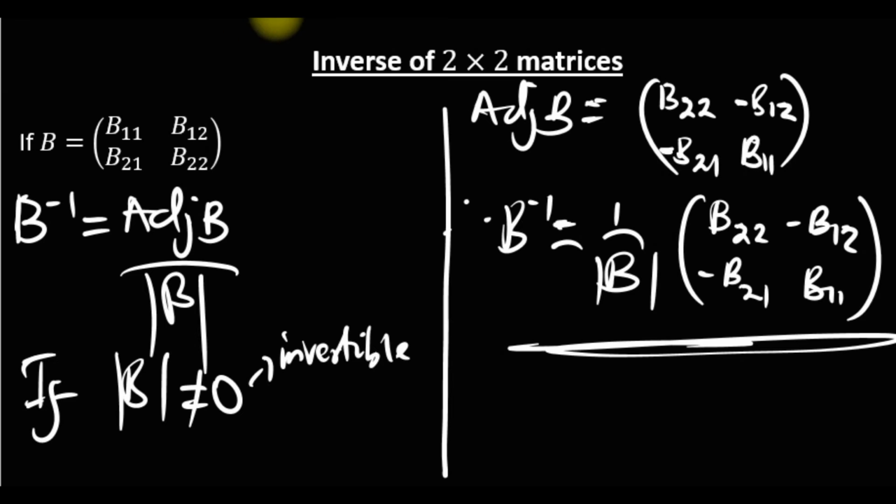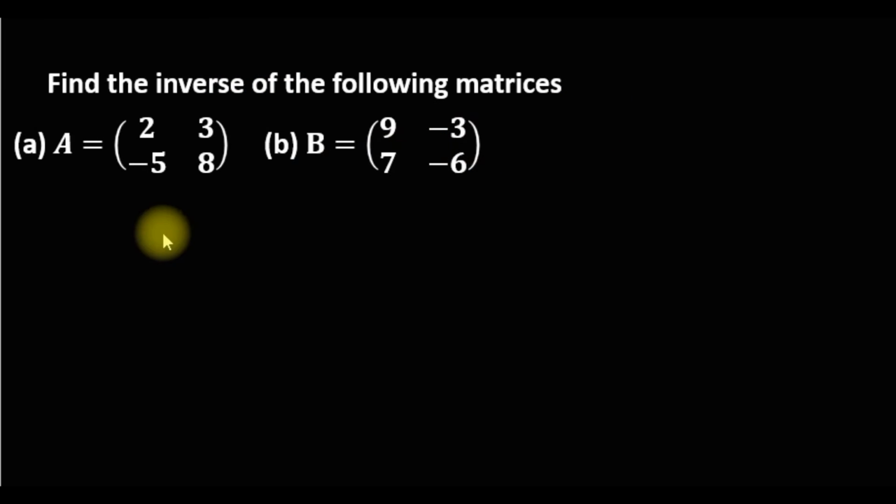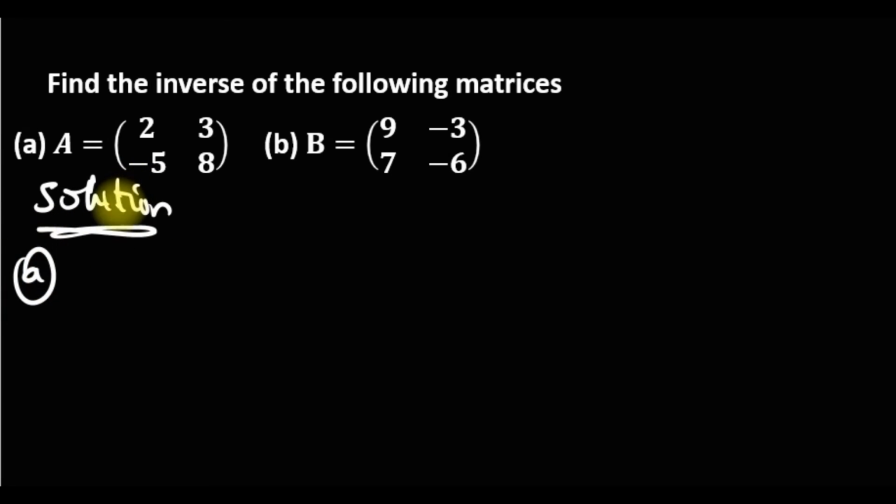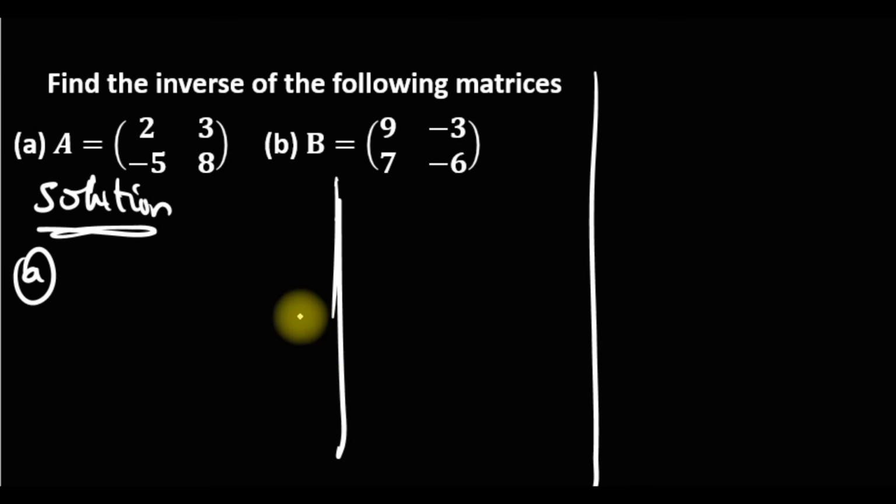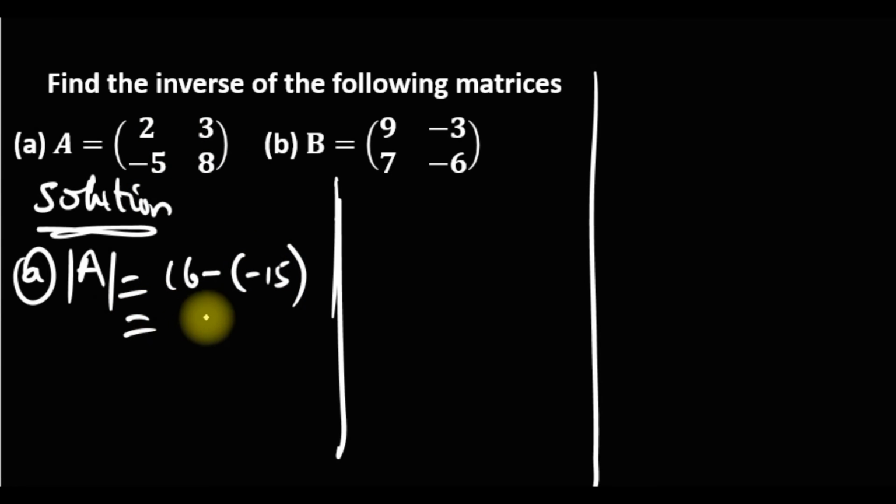So let's use an example to illustrate that. We are asked to find the inverse of the following matrices. As you can see, the two are 2 by 2 matrices, so it's very easy. We'll first check whether the two are invertible, so we'll find the determinant. The determinant of matrix A is 2 times 8, 16, minus 3 times minus 5, minus 15. So the answer is 31. The determinant is not 0, so we'll continue, it's invertible.